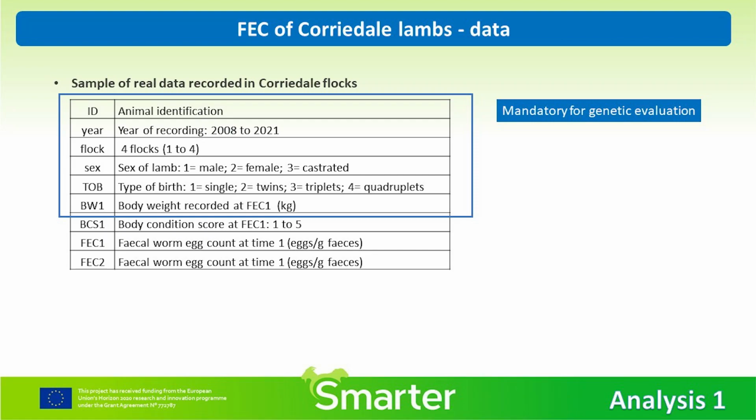And you have here body weight at the time of FEC1, body condition score, also recorded on the same animals in FEC1, and FEC1 and FEC2 as the traits to be analyzed.